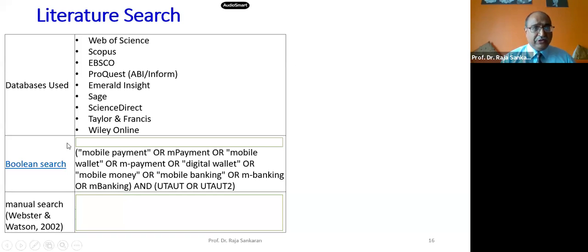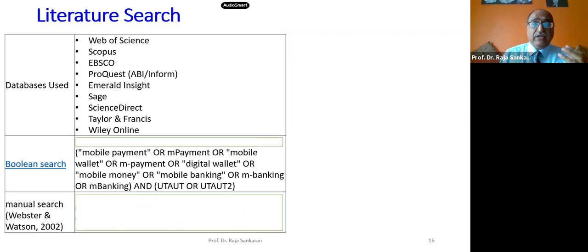As a scholar, you should be able to understand what the scope and objective of my study is and what it is I'm interested in. For example, if I'm interested only in these two models, UTAUT and UTAUT2, then I could make use of an AND. I'll give a quick demonstration as well about what each of them means. You also should know about what these double quotes are.